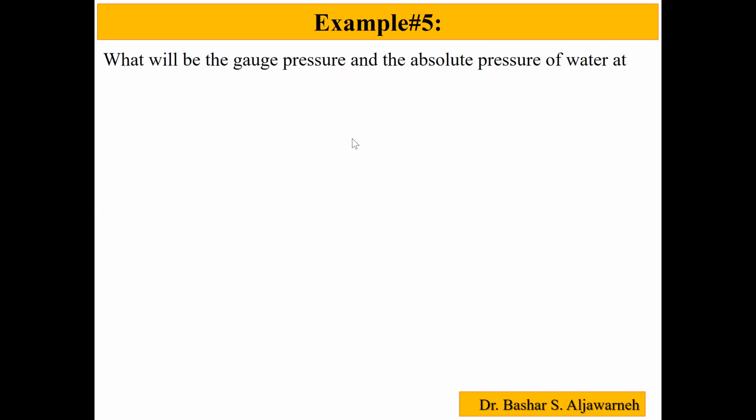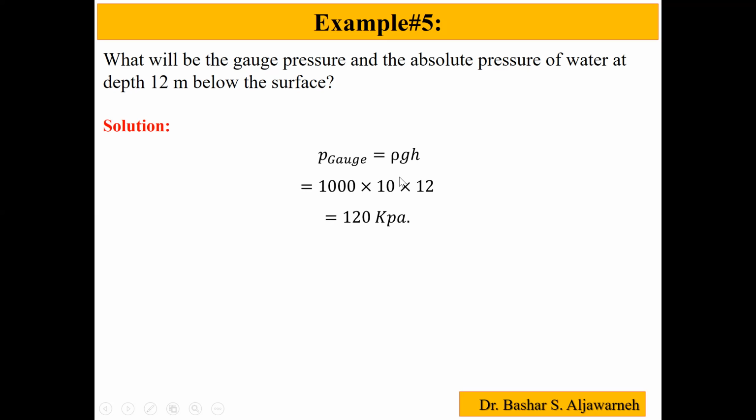Another example: what will be the gauge pressure and the absolute pressure of water at a depth of 12 meters below the surface? Okay. The fluid, or the liquid here, is known, which is water, and we know the density of water, which is 1,000 kilogram per meter cube, and we know the height, or the depth, which is 12 meters. So the gauge pressure, which is rho GH, you will get 120 kilo Pascal.